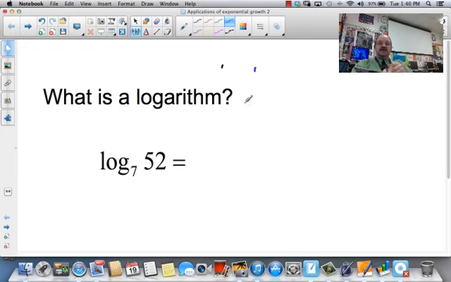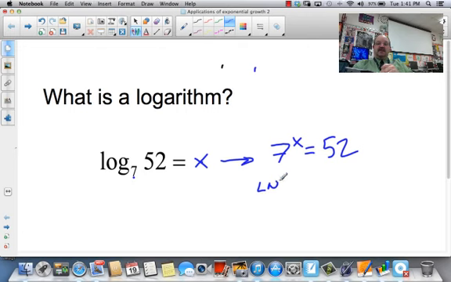So what's a logarithm? As Shelby said, a logarithm is a fancy exponent. And so, you know, log base 7 of 52, we don't know what that is. But we know that if we write it that way, that means that 7 raised to the x power equals 52. Right, this base raised to this power equals that number. So 7 to the x equals 52.